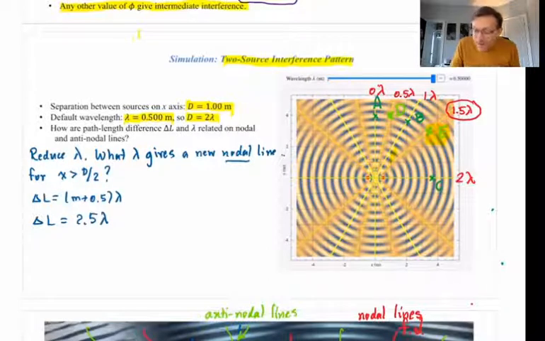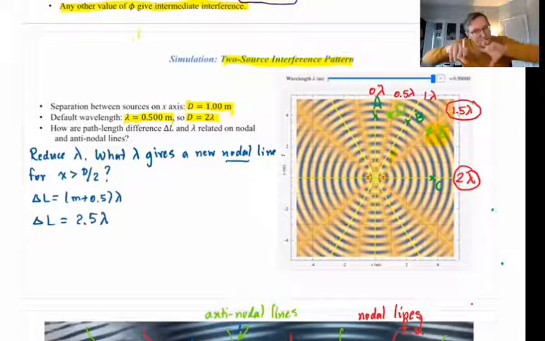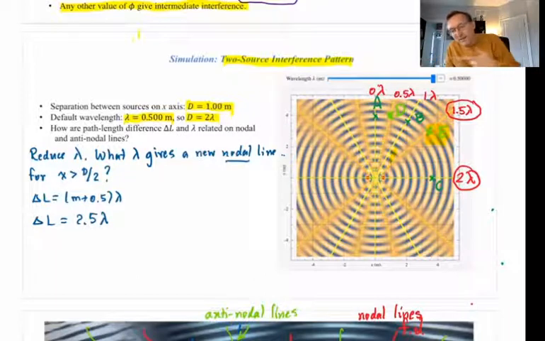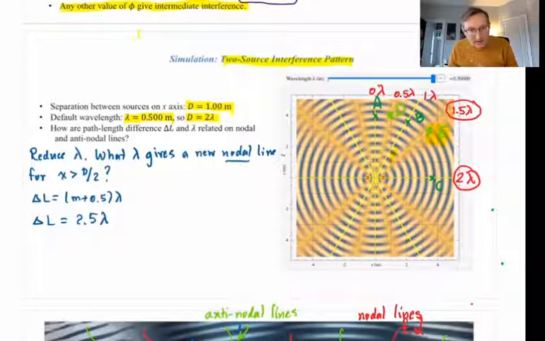But I want that to be, notice, I want that to be along here. So I'm going to shift the whole pattern a bit. Where now what's happening along the right side, along the x-axis, corresponds to a delta L of not 2 lambda anymore and fully constructive interference, but 2.5 lambda and fully destructive. And I want to calculate the lambda I need.